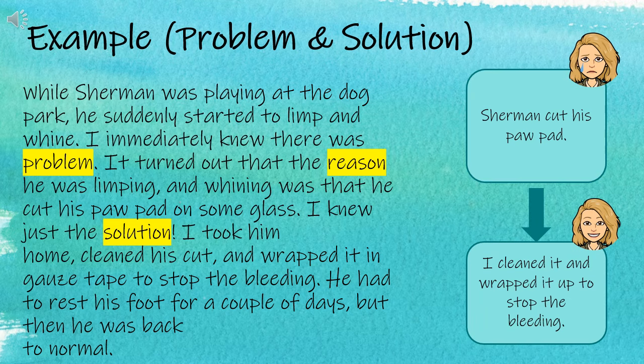There are 3 signal words that helped us identify this as a problem and solution text structure. They are problem, reason, and solution. The problem was that Sherman cut his paw pad. The solution, I cleaned it and wrapped it up to stop the bleeding.